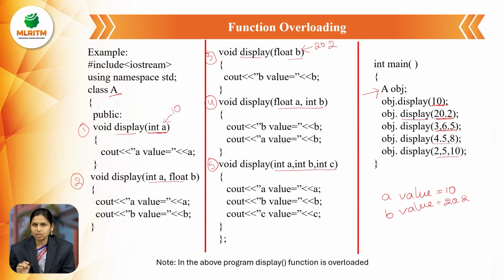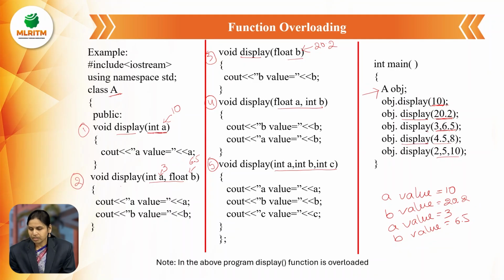The order is integer and float. Then it verifies the order of the parameters, integer and float. These two match. Then it executes. The value 3 is passed to variable a. The value 6.5 is passed to variable b. Then it displays a value equal to 3 and b value equal to 6.5. After the completion of this function, again the control goes to the main function.